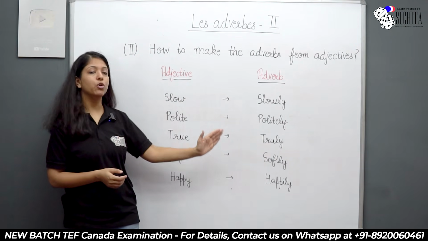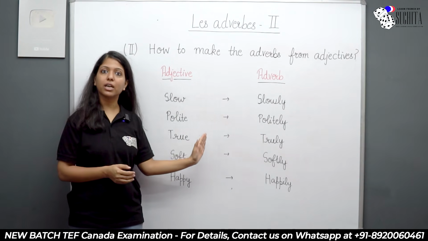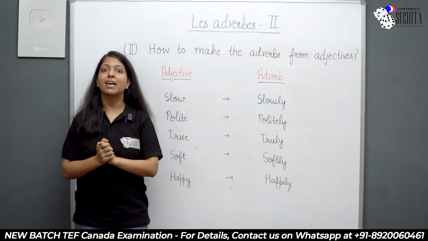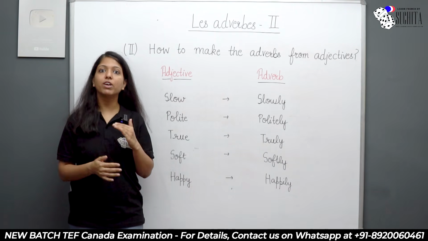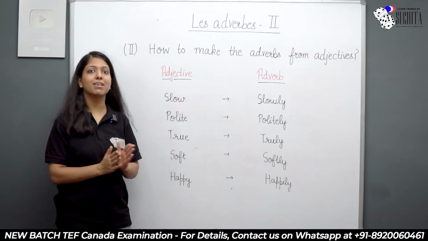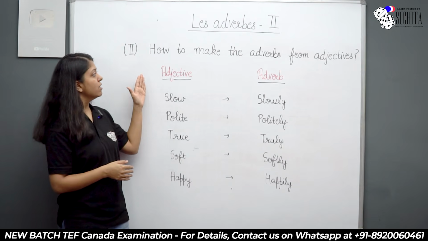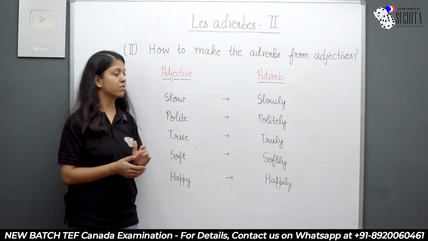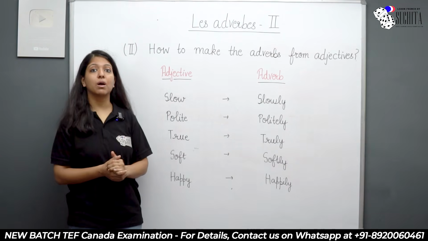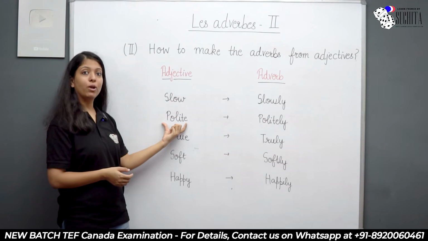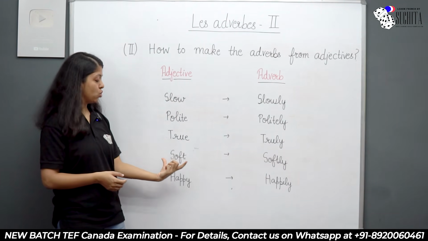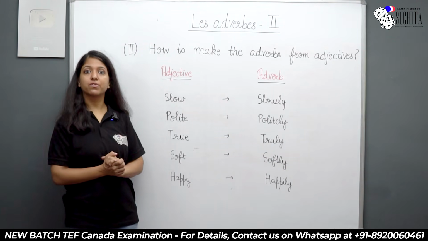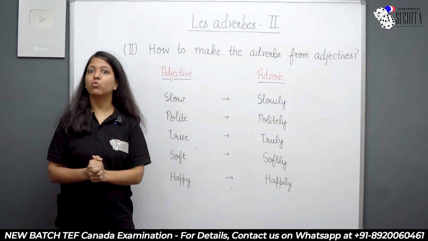Here I've written a few examples in English in order to explain that the same concept exists in English as well. Then we are going to look at the same examples in French. Here are certain adjectives, and I've changed them into adverbs. The adjectives are, for example, slow, polite, true, soft, happy. How do you form the adverbs from these?